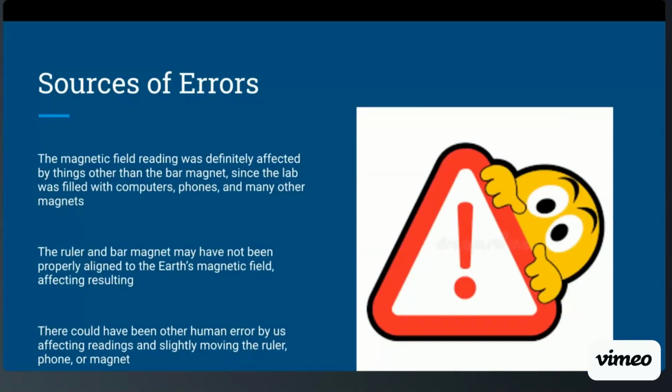Now, although our lab provided pretty accurate measurements, there could have been some sources of error. For instance, the magnetic field was definitely affected by some things other than the bar magnet, since the lab was full of many other magnetic objects. Additionally, the ruler and the bar magnet may not have been perfectly aligned with the Earth's magnetic field, which affects the data. Finally, there could have been some human error, since we could have shifted the ruler or phone by accident, affecting the distances.